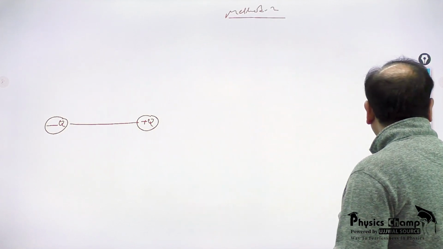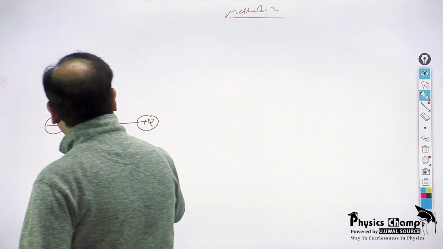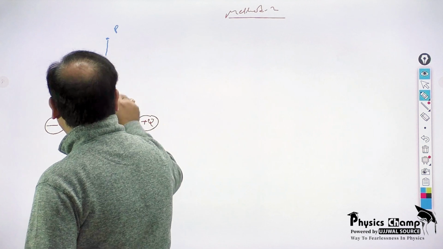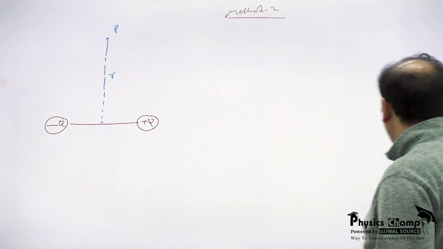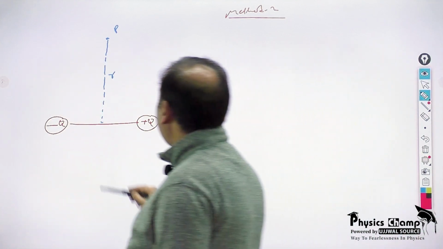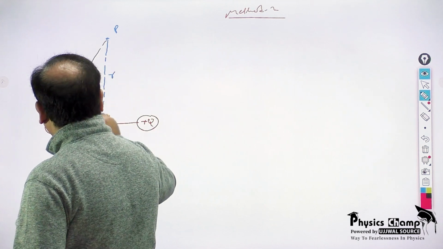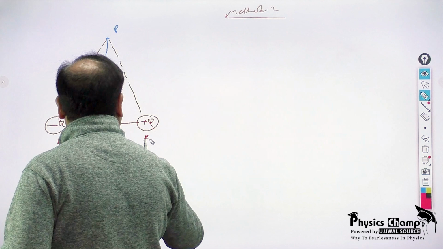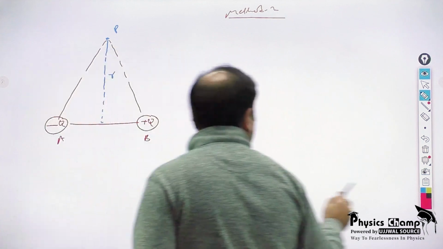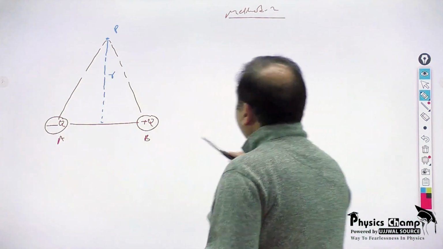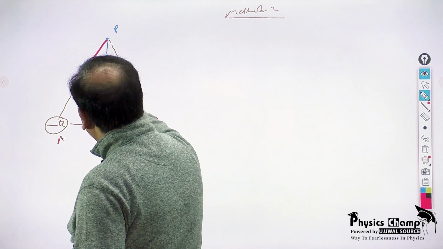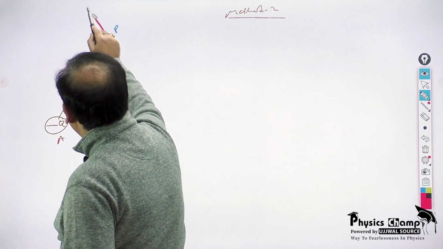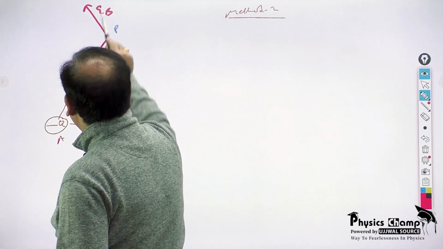And we are looking for the electric field at distance r at a point P. No doubt, there will be two electric fields at point P. One is due to A, one is due to B. The electric field due to the negative charge will be towards it, EA, and electric field due to positive charge will be away from it, EB.